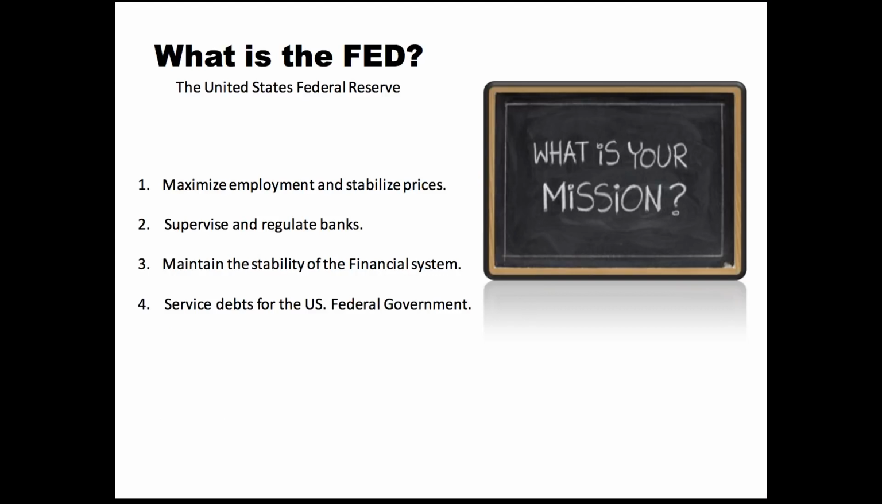But these are the 4 things that the Fed really tries to accomplish. They want to maximize employment and stabilize prices. They want to supervise and regulate banks. They want to maintain the stability of the financial system, and they're also there to service the debts for the U.S. federal government. So the thing that we're really going to focus on for this lesson, because it relates to the stocks and bonds and investing, is maintaining the stability of the financial system.